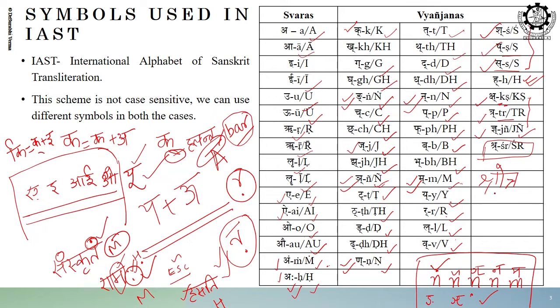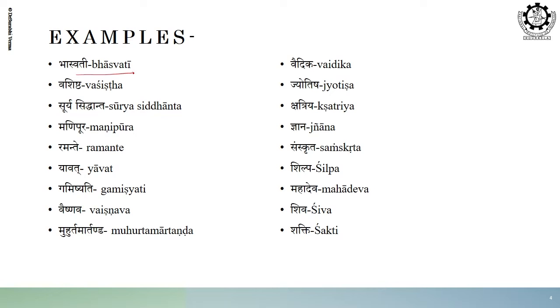But when we use them in words, they get combined with the swaras, and in that way we have to write that particular word. For example, let us practice a few words by using IAST. So, you can see the first word is Bhaswati.